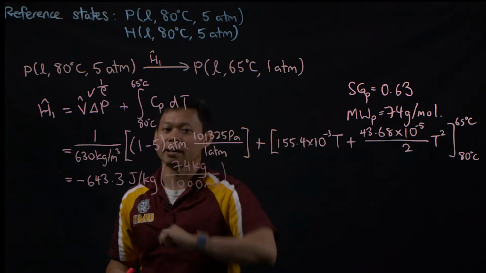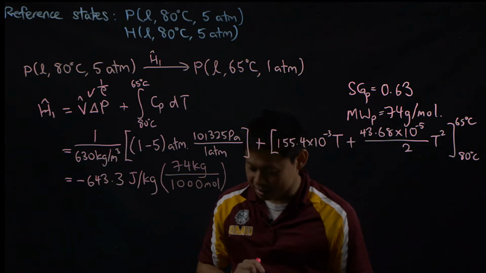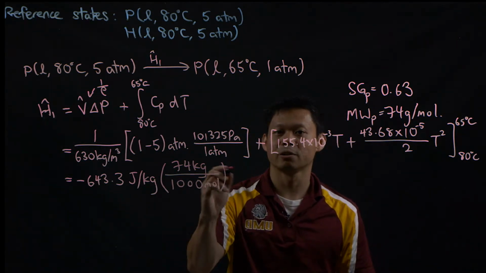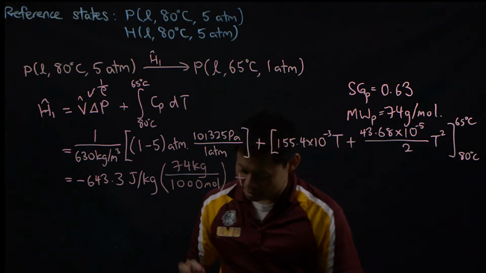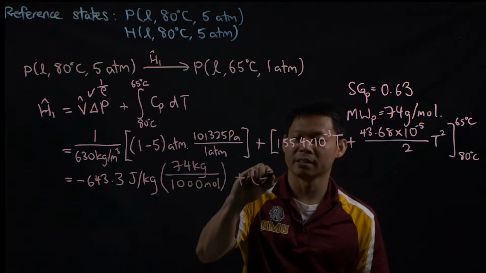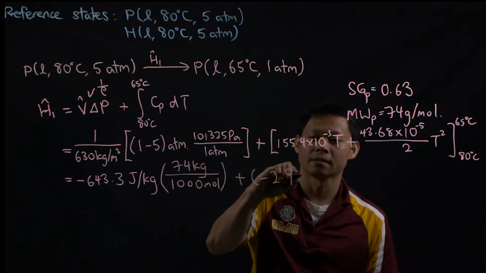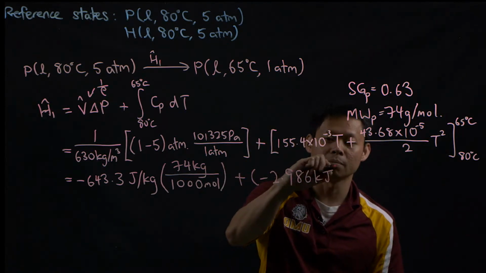And this is going to be our V hat delta P term. Down here, I can just do the math and actually use it because we're going to get joules per mole, or kilojoules per mole. And I can just use that right away. You have minus 2.986 kilojoules per mole.